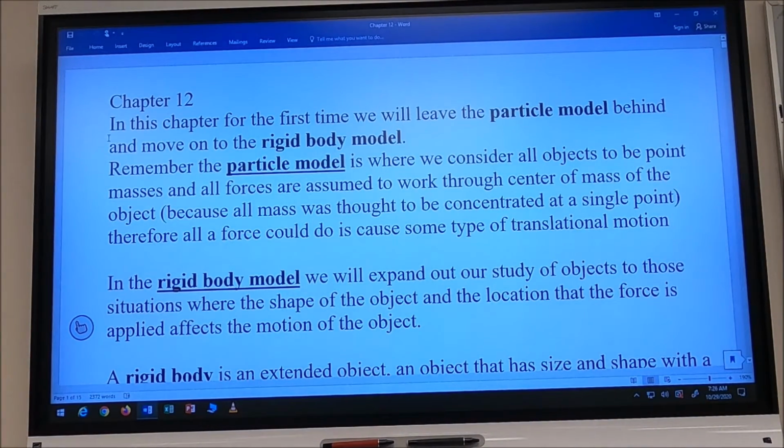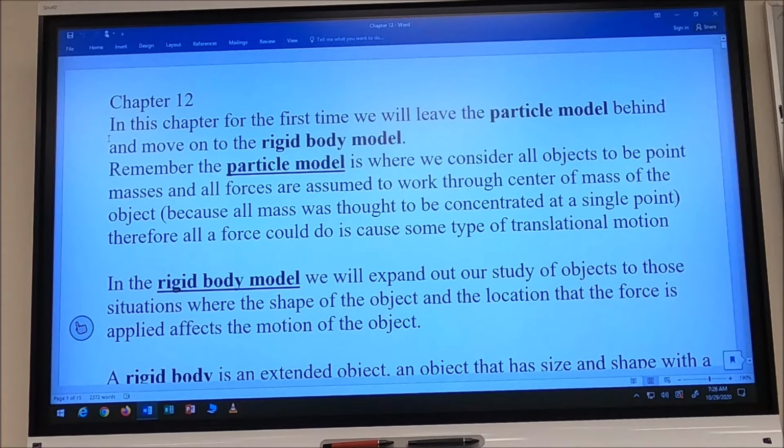Okay guys, today we start the material for test 4. And we're going to start today with rigid bodies. Up to this point in time, we have been dealing with the particle model, which treats any object as if it's a point mass, which means that when you apply a force to that object, it will only cause translational motion, because all of the forces are presumed to go through the center of mass of the object.